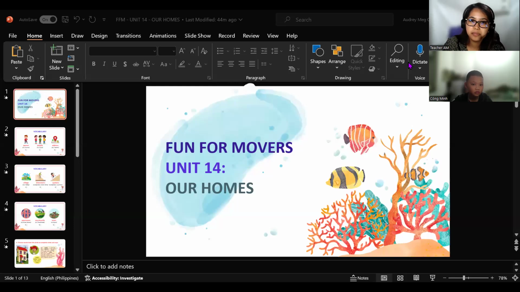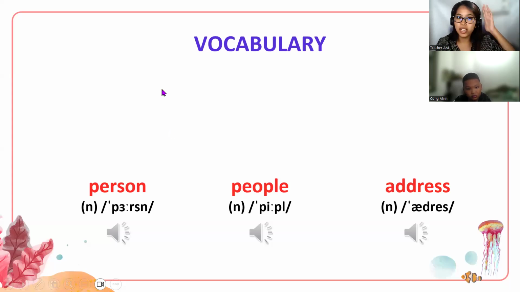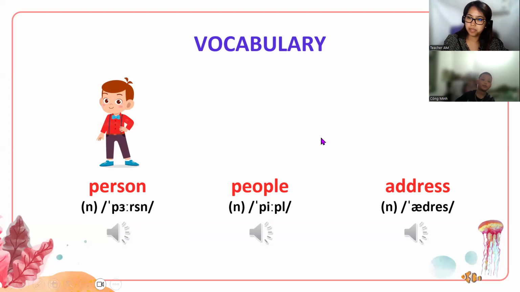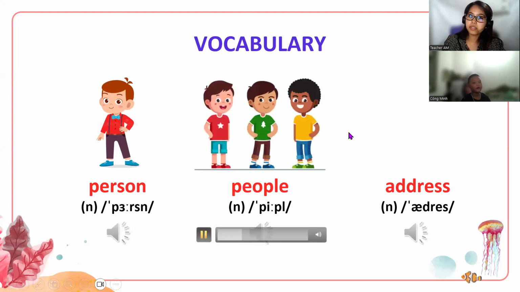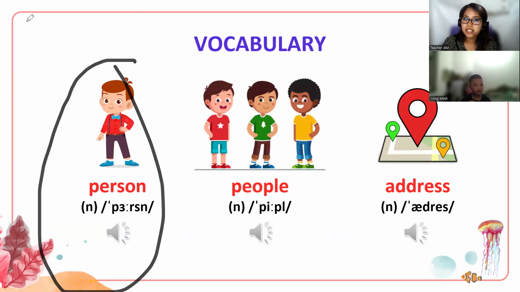Okay, now, Min, we are done, but we're going to learn more. Are you ready to learn more? Are you ready? Okay, now look, we are in Unit 14, Our Homes. Look, listen, and repeat. Person. Person. Very good. People. Address. Address. Wow, nice. Okay, look, look. Who is this?